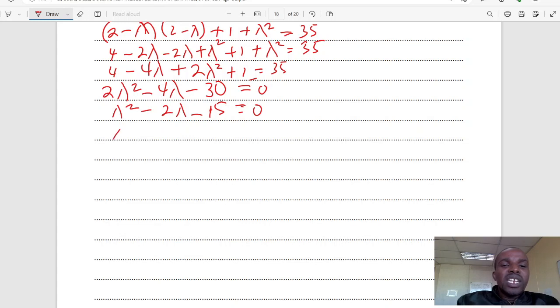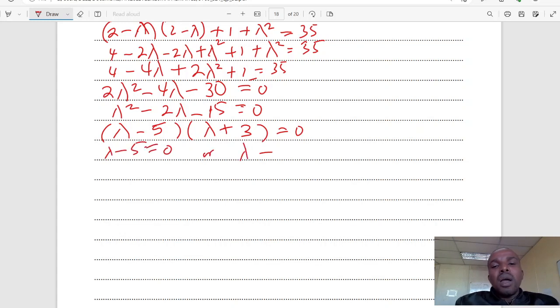Then you can factorize here. Can it be factorized? Let me check. We need two numbers that, when you multiply, give you 15: 5 and 3. So it's minus 5 here and plus 3. Like this. So lambda minus 5 is equal to 0, or lambda plus 3 is equal to 0. So lambda is equal to 5, or lambda is equal to negative 3.